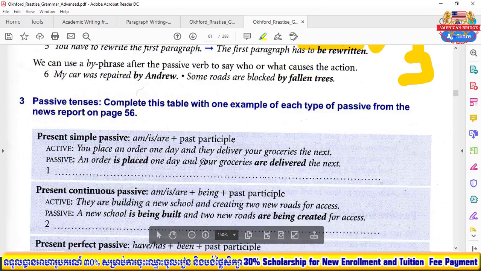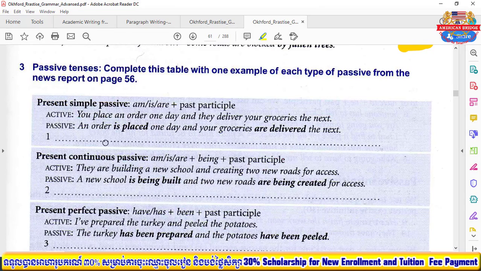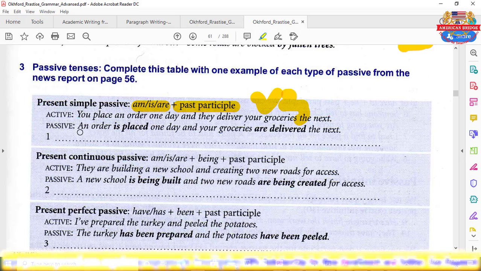So what is the form, everyone? The present simple passive is the verb to be plus the past participle, which means verb 3. This is the active sentence: you place an order one day and they deliver your groceries the next. The passive changes to: an order is placed one day and your groceries are delivered the next.